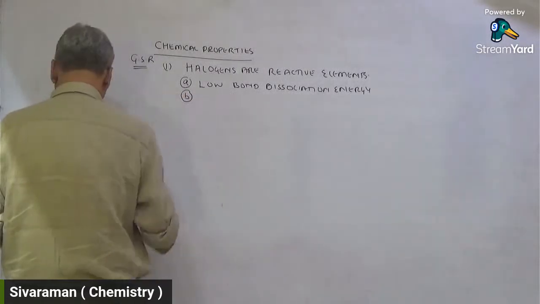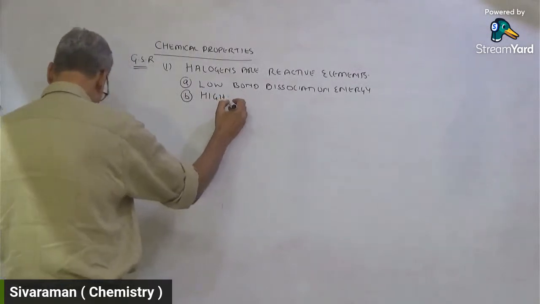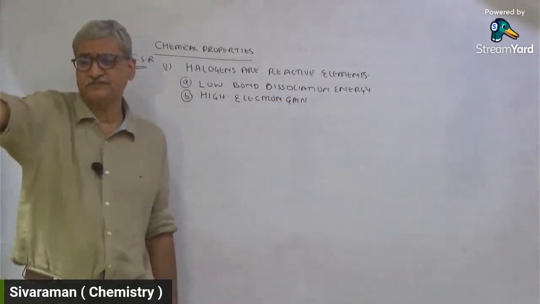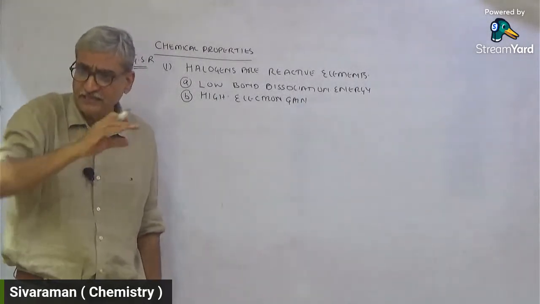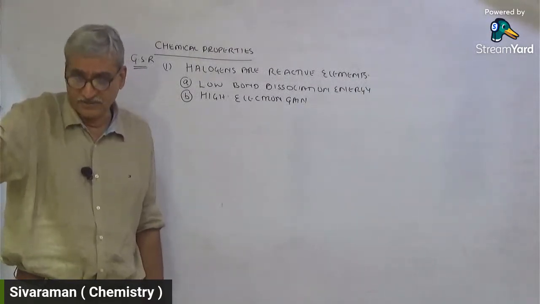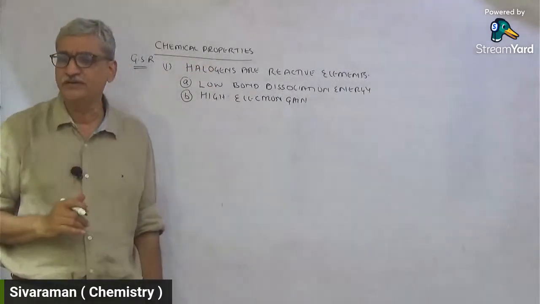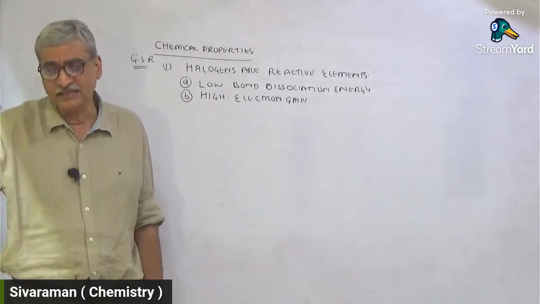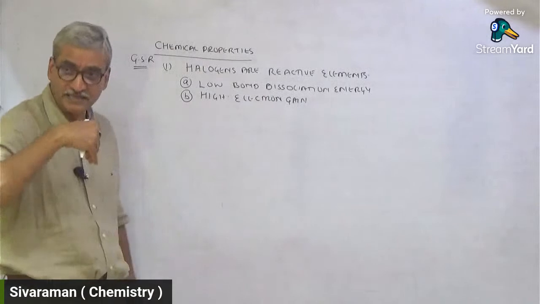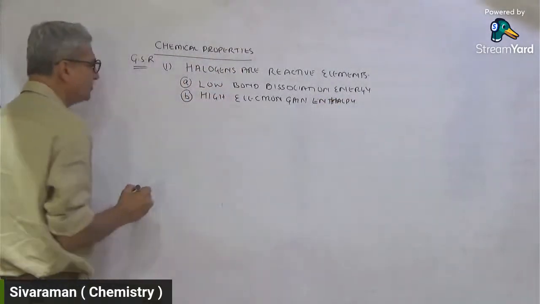Then the second reason is the high electron gain enthalpy. It's very simple. More energy is released by the halogen. The potential energy of the atom, which is now becoming the ion, is high, and when it decreases by giving out energy, the anion will have a potential energy less than that of the corresponding atom. So the high electron gain enthalpy which it releases makes the anion more stable than the atom. That is why it is reactive. It gains an electron. These are the two reasons. Is this point clear?